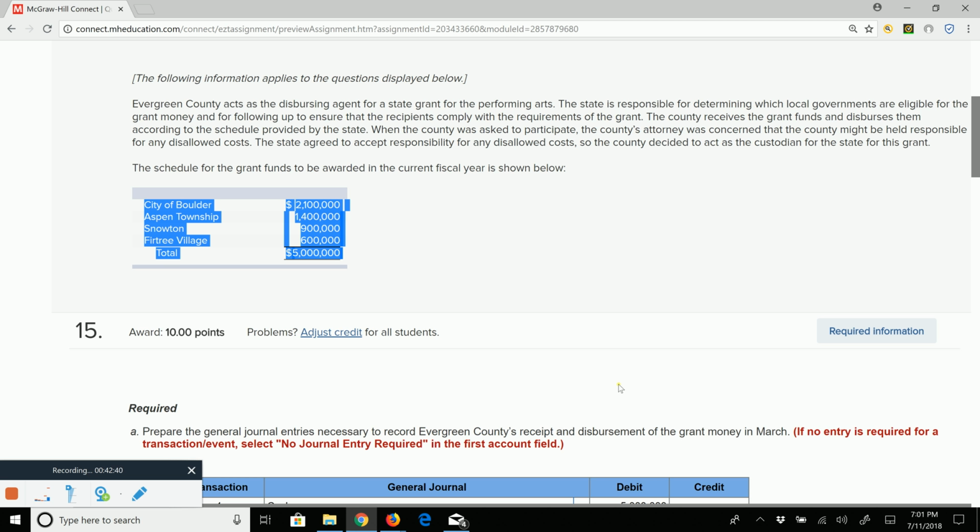All right. In this case, it's a custodial situation. But you have to read to make sure that there is truly no management decisions that need to be made. Simply just following directions of a schedule. And that's how you know you have a custodial fund.